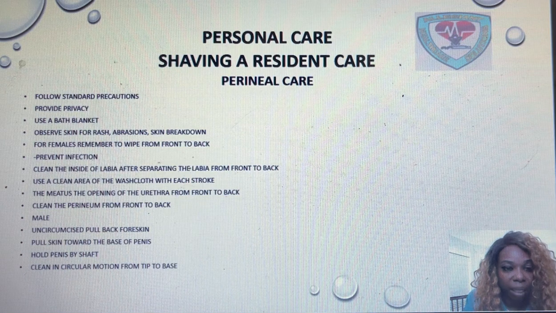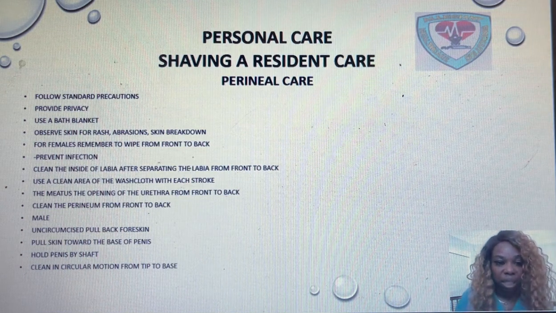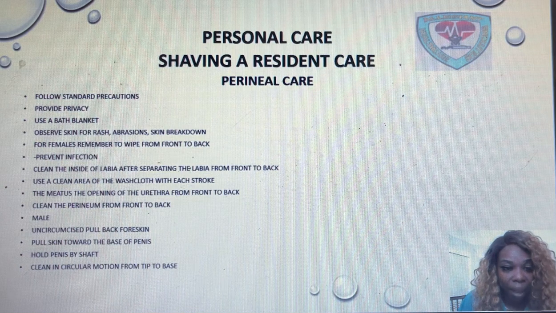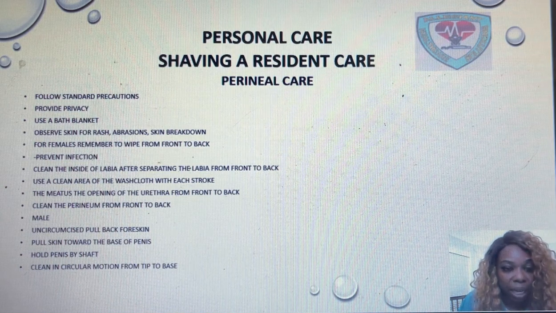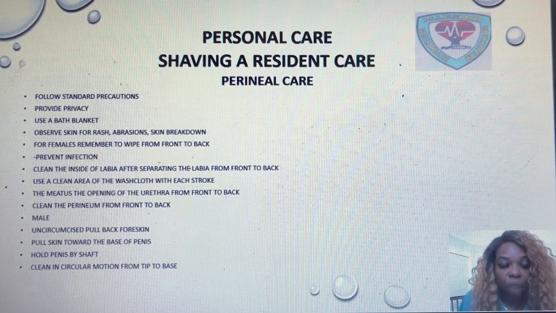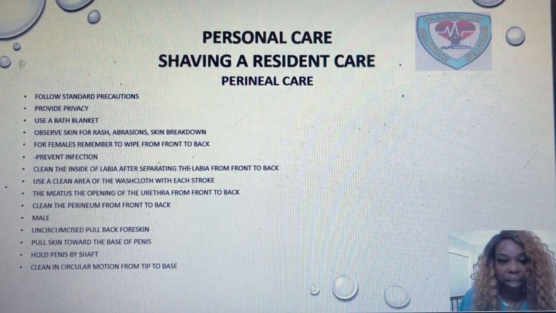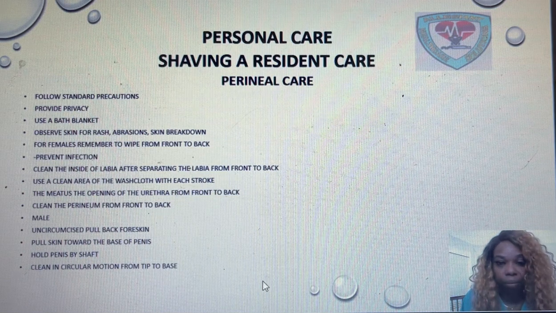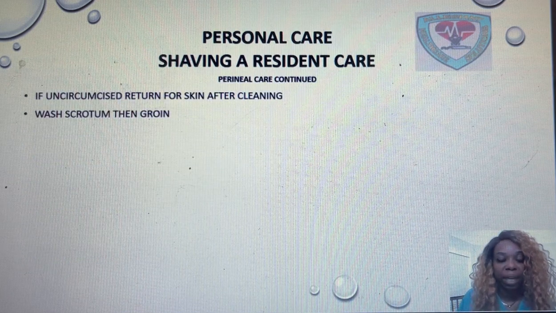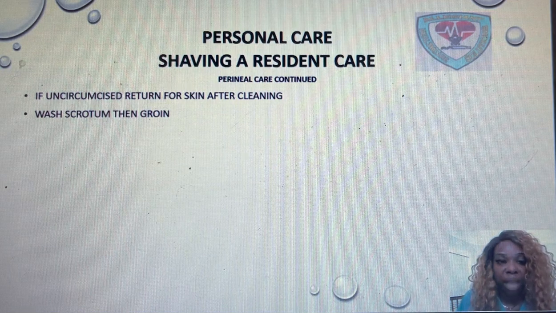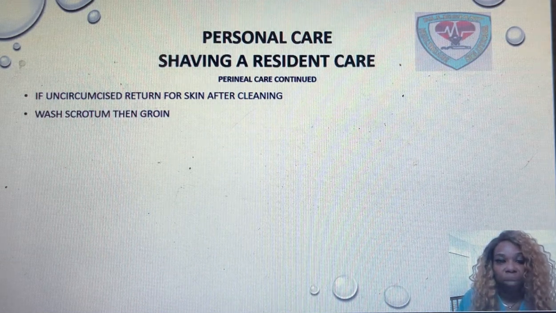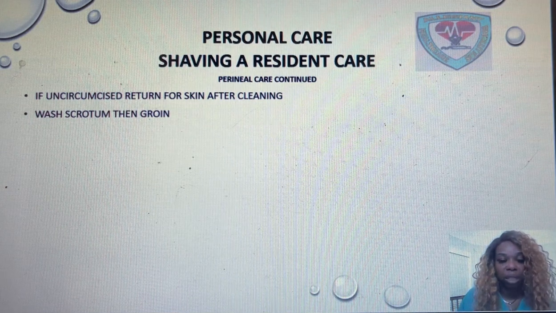When you are cleaning a male, be mindful of the uncircumcised male. You will need to pull their foreskin back. You want to pull the skin to the base of the penis. You want to hold the penis by the shaft, and you want to clean in circular motions from the tip to the base of the penis when you are cleaning the penis during perineal care. Always follow the care plan when you're providing perineal care. Remember, with the uncircumcised male, you want to return the foreskin back down after you have cleaned the resident. You want to return the foreskin to its original position.